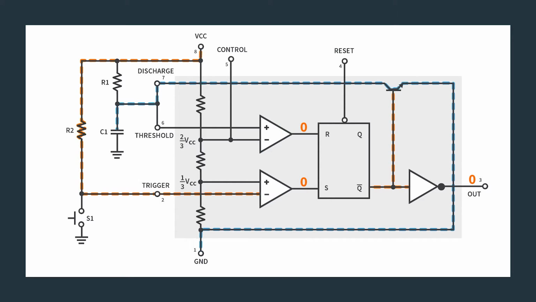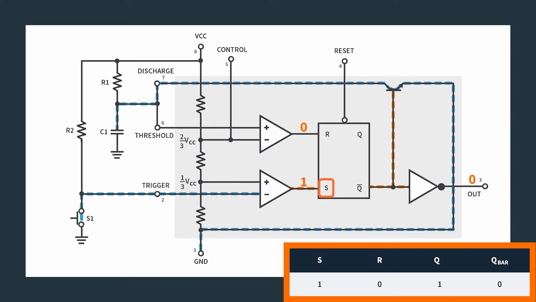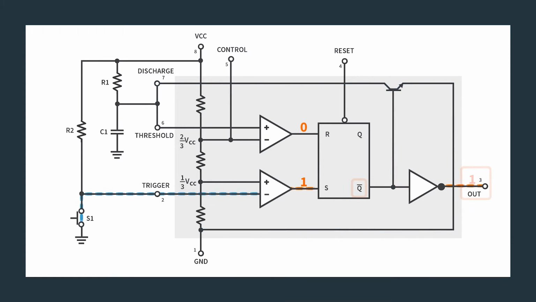So what happens when you push the button? If you push the button, suddenly you are grounding this inverting input. And so now that your inverting input drops to 0 and the 1/3 VCC is higher than the voltage here, your output that goes into S is now 1. So now our truth table is S is 1, R is still 0, but if we look at our flip-flop truth table, Q bar now drops to 0.